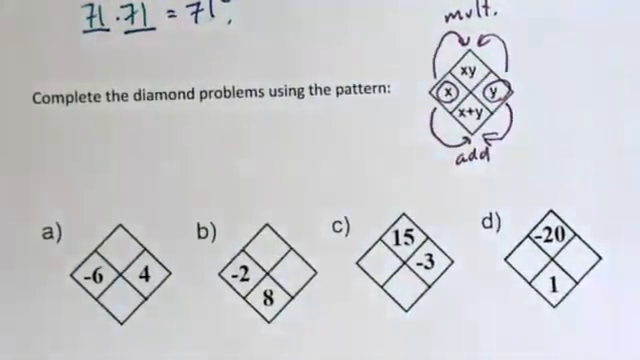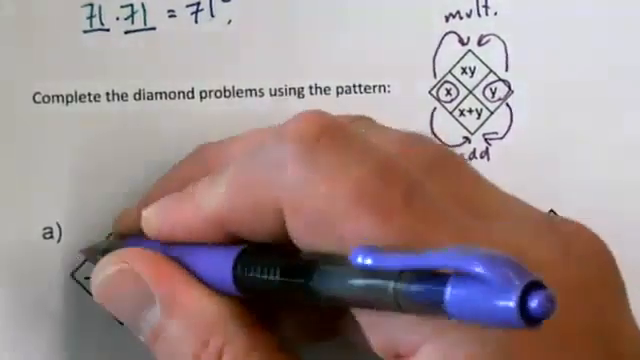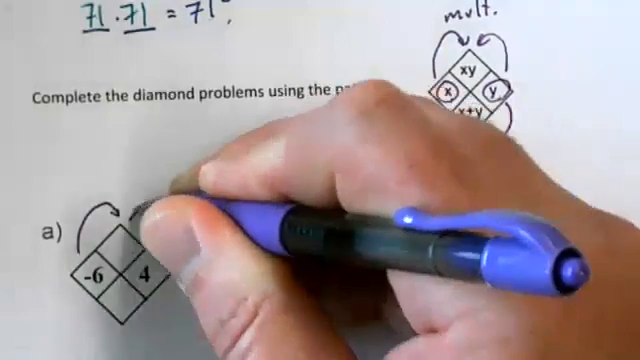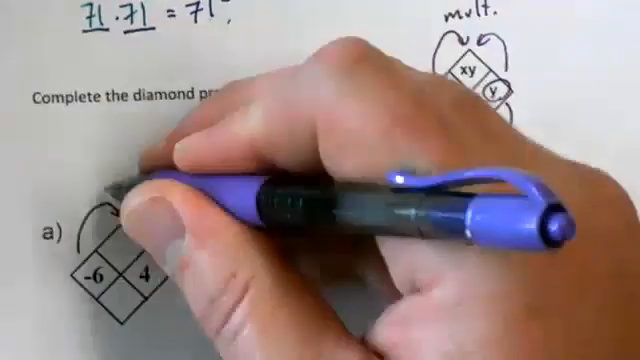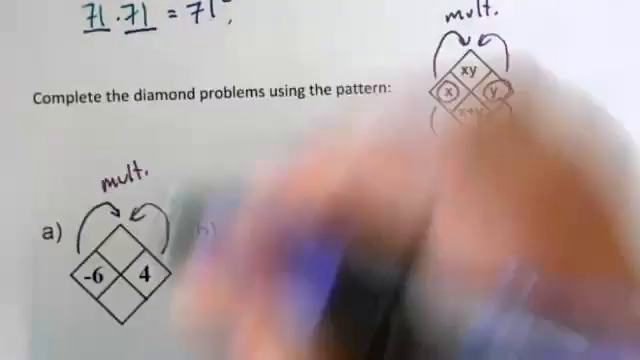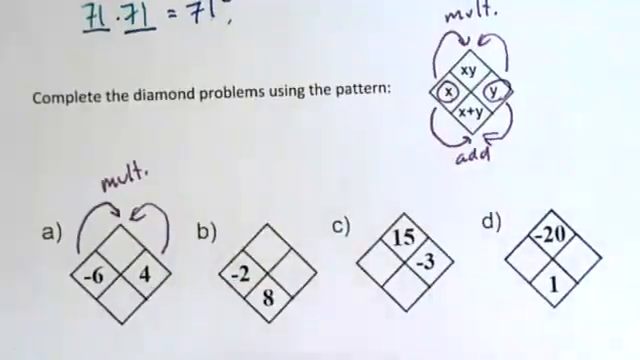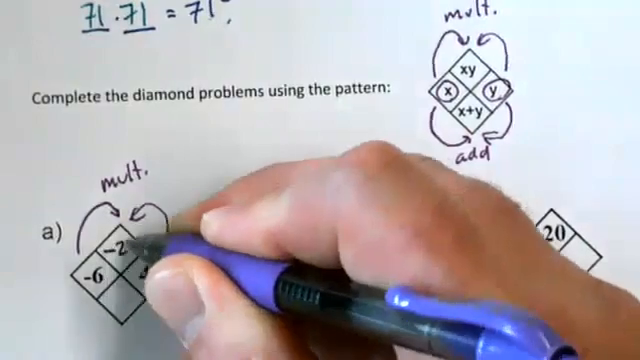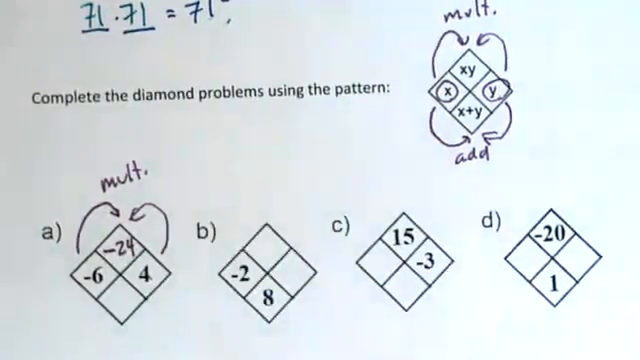So these problems are the easiest when they give you the side numbers. They gave us the -6 and the 4. So to finish this, we just need to multiply -6 times 4. Negative times a positive is going to be a negative answer. 6 times 4 is 24. So -24 is going to go on the top because that's what -6 times 4 is.